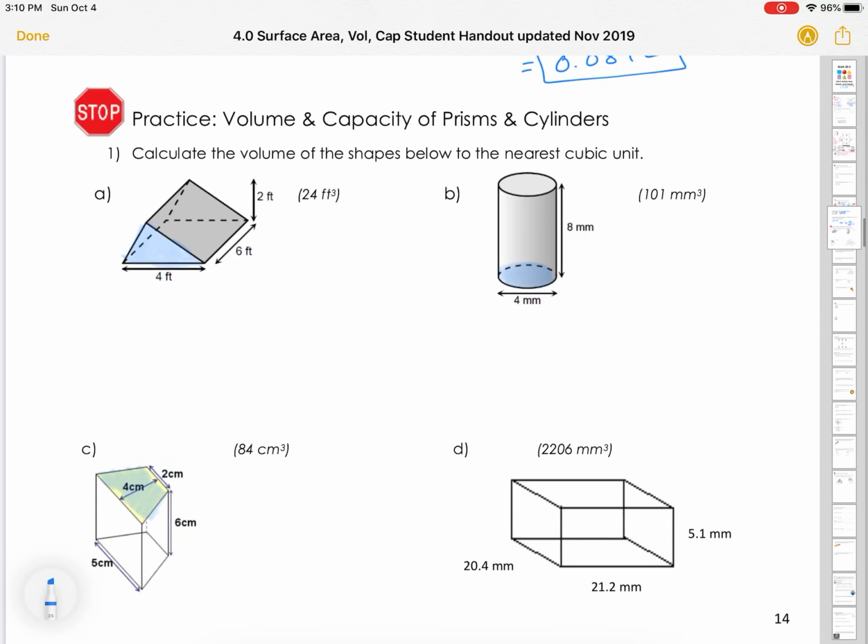Okay, so we're going to do a little practice. We're also going to do some practice with conversions of units, just as that came up.